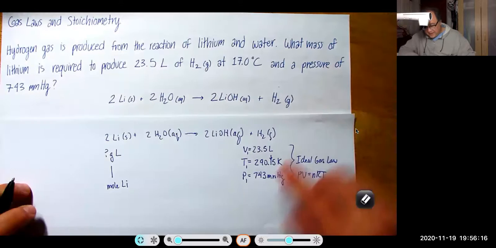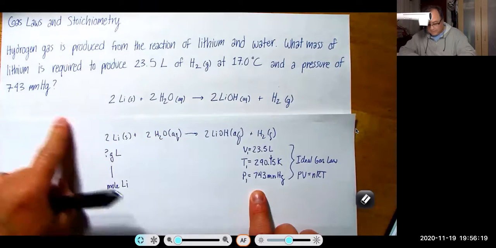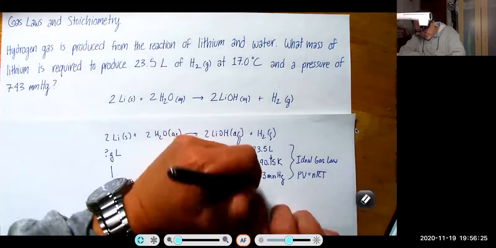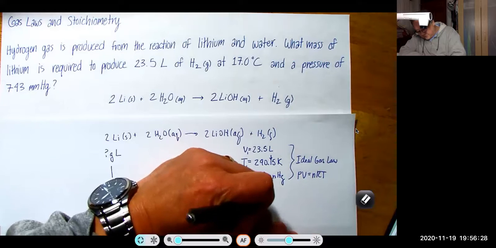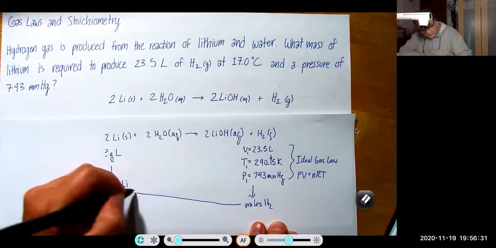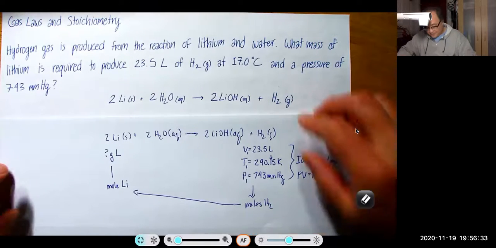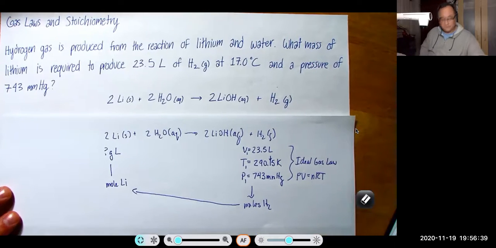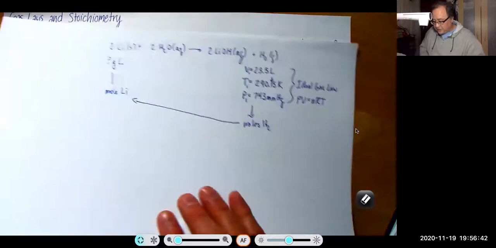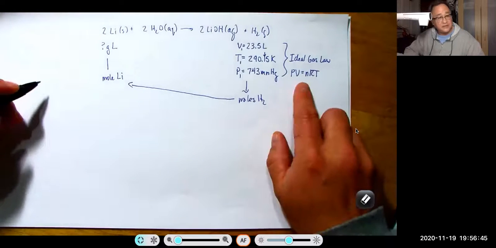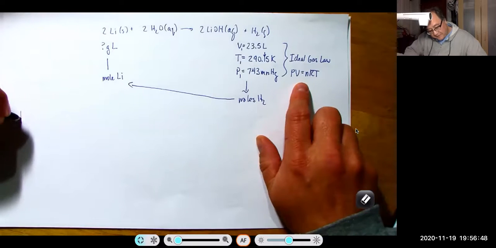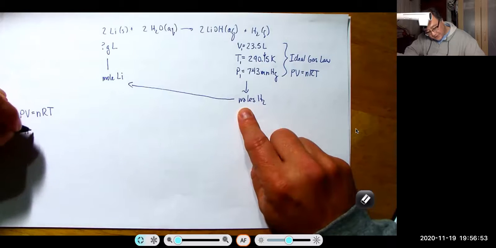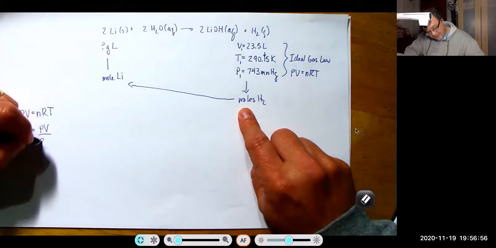And so naturally here, if we want to know what mass of lithium is required, we're going to have to get the moles of H2, which will give us the moles of lithium, which then can be used to get the grams of lithium. And how do we get the moles of H2? Well, we use the ideal gas law. It looks like we want to do this in 2 steps. Let's use the ideal gas law first. So we're going to take PV equals nRT, and since we want the moles of H2, we're going to rearrange this and write it as such.